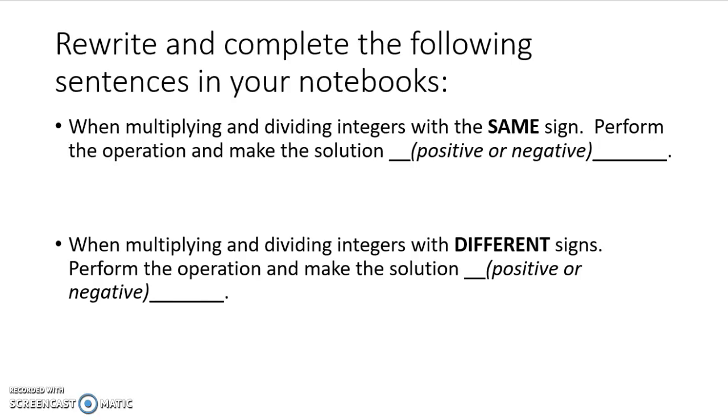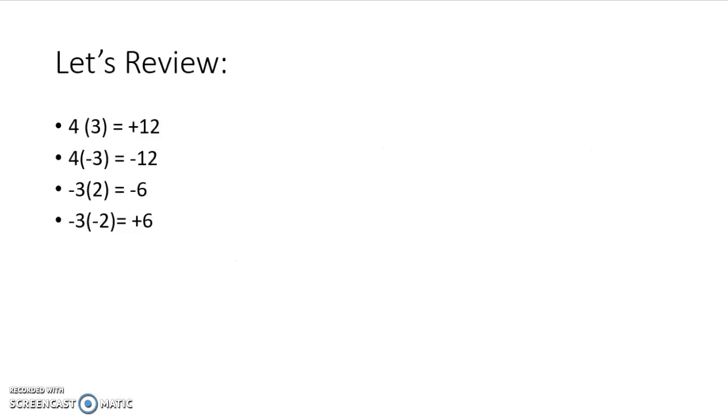When multiplying or dividing integers with the same sign, perform the operation, because the rules for multiplication and division of integers are going to be exactly the same. And we can talk about why dividing works in class when we have a discussion. But when multiplying and dividing integers with the same sign, you're going to perform whatever operation it is, multiplication or division, and make the solution, well, is it going to be positive or negative? Look back at our review to answer that question.